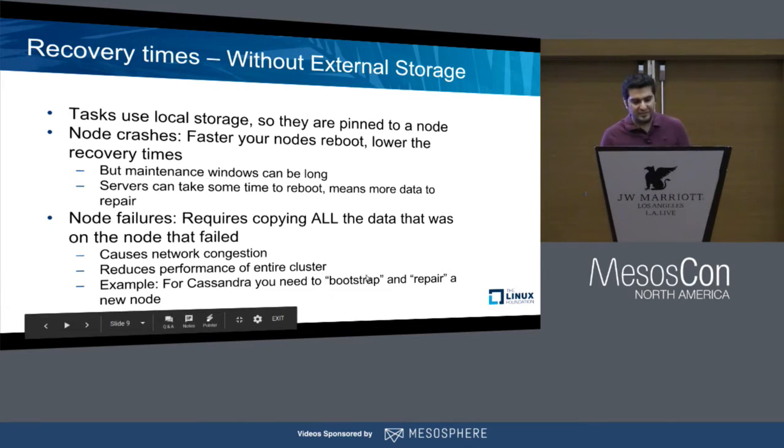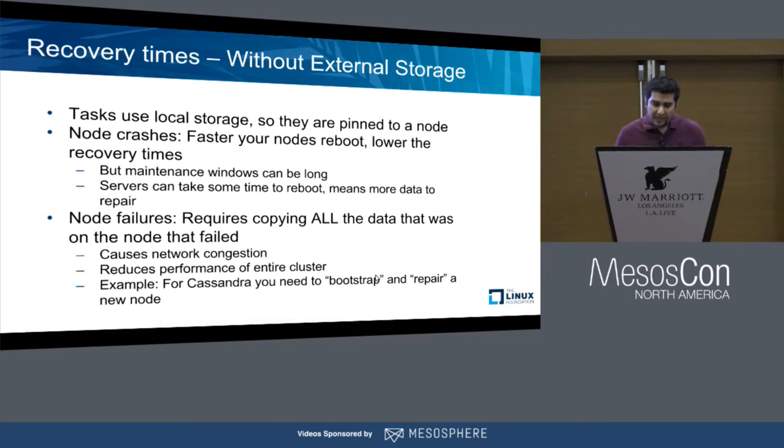Also, servers take some time to reboot, whether it is bare metal or just a VM in the cloud. And in case your node fails permanently, this recovery time will be even longer. Because you would have to provision a new node, add it back to your application cluster, and bootstrap it with all the data that was missed while the node was down. And this involves a two-step process. For examples like Cassandra, you would have to bootstrap the node and then repair all the data back to that node to make sure that it is in sync with the rest of your Cassandra cluster.